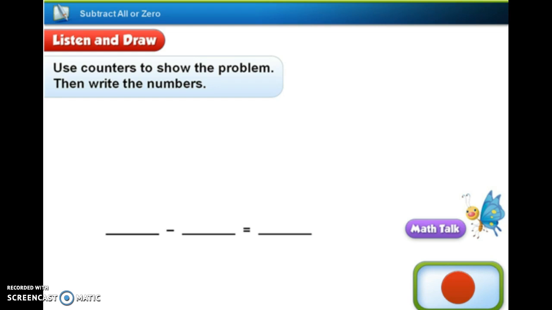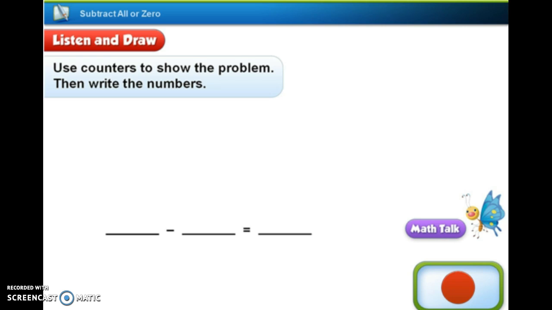Great. Are you on page 105? Excellent. Listen as I read the problem. We're going to draw the problem and write the numbers. 4 toys are on the shelf. 0 toys are taken off. How many toys are on the shelf?